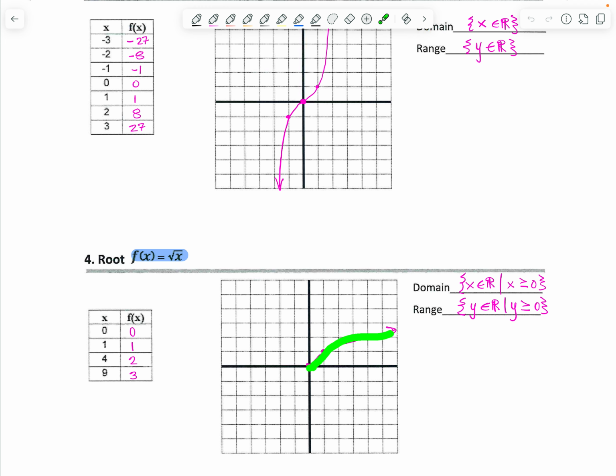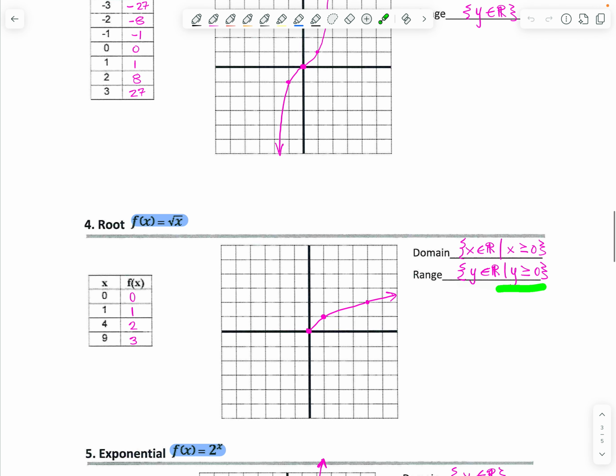So essentially, I put a dot at 0, 0, a dot at 1, 1, and then a dot at x equals 4, and y equals 2, or f of x equals 2, right? And we could see here clearly that there's a domain and range restriction. The domain is x is an element of R such that x is greater than or equal to 0. So all the values this way for x, and for y, it's all the values from 0 upwards. So y is an element of R such that y is greater than or equal to 0. So that's my square root function.